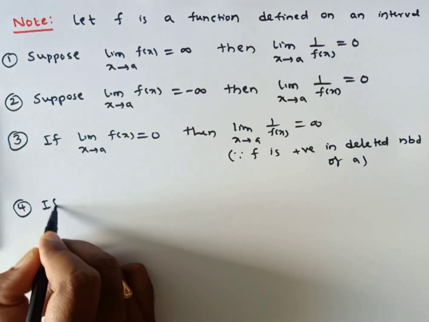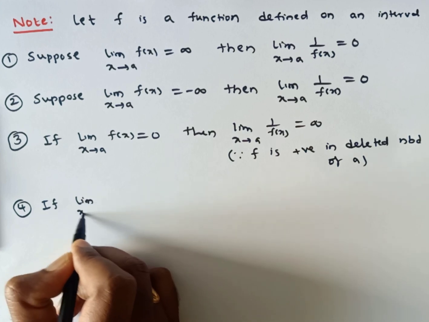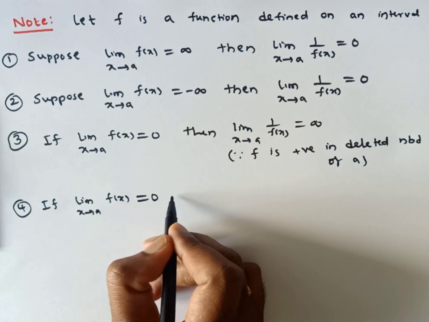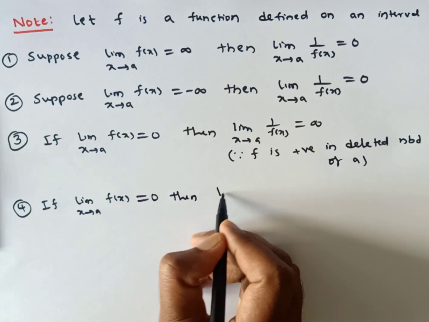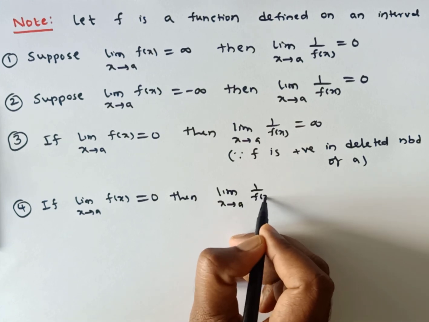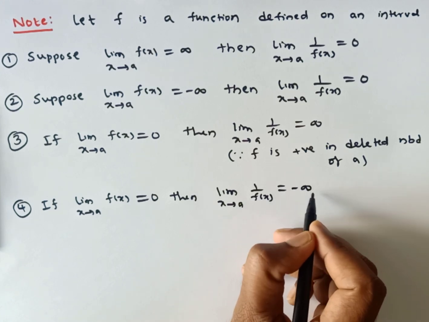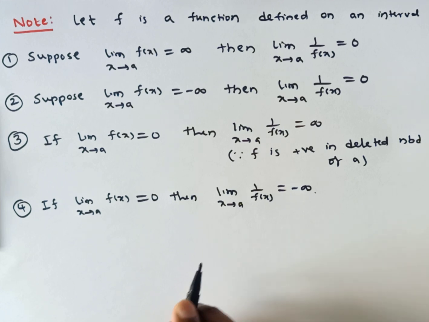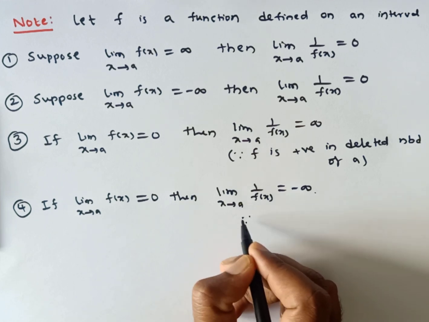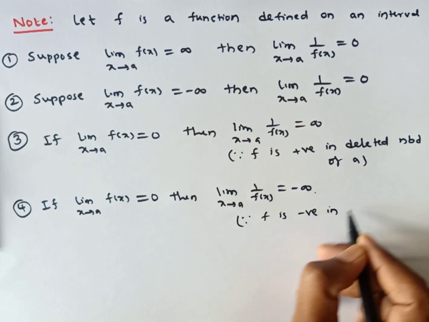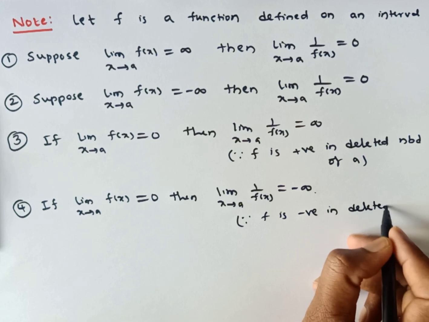If limit x tends to a of f of x is 0, then limit x tends to a of 1/f of x is minus infinity. Here f must be negative, so it is negative in a deleted neighborhood of a. So f is negative in the deleted neighborhood of a.